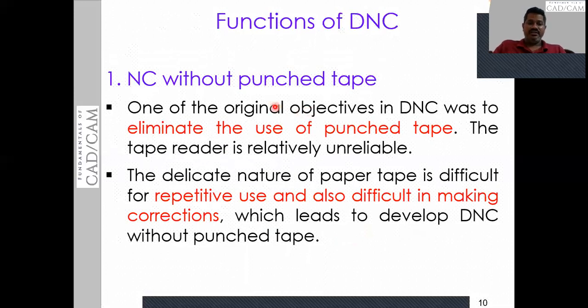Now let us see one by one in detail, starting with without punch tape. As I said just now, if the program is in the form of punched tape or a punched card, due to the repetitive usage, the punched card or tape is going to spoil. So in turn, we need to prepare a new punched card or a new tape to perform the work. So the first function is to eliminate the punched card as well as the tape reader, because they are not reliable to use. Due to their repetitiveness, they are going to spoil. So this is the major function.